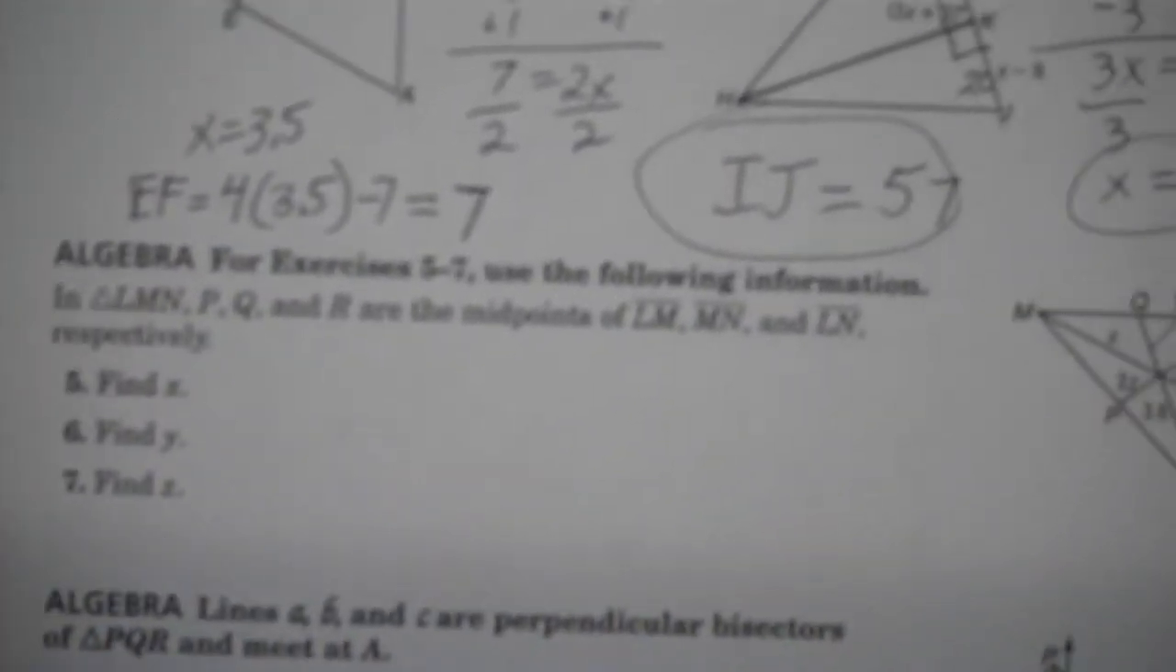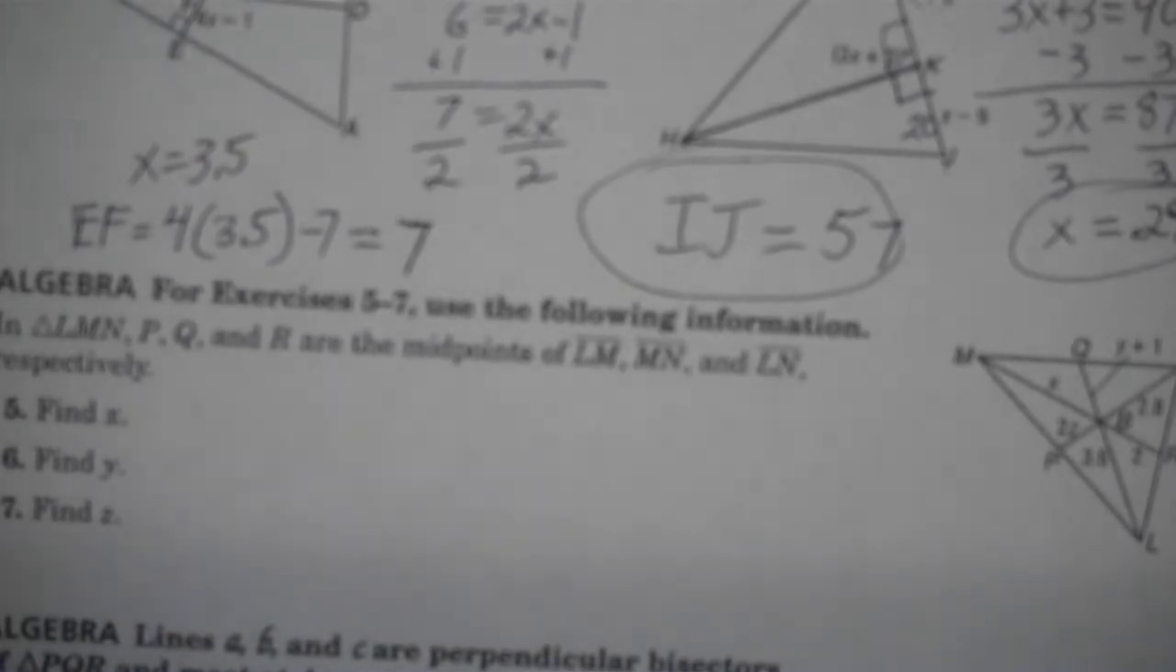Okay. Next, let me fit all this on here if I can. In exercises 5 through 7, triangle LMN, P, Q, and R are the midpoints. P, Q, R are the midpoints. All right, so that is median to midpoint, and where the medians all meet is called the incenter.